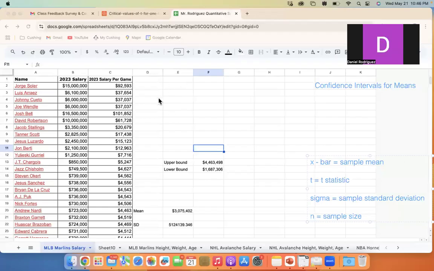Hey everyone, so the audio did not record on my first video, so I'm going to try to do this one a little quicker. What I'm going to show you guys is the process for creating a confidence interval for your sample means. I'm going to write the formula out here.